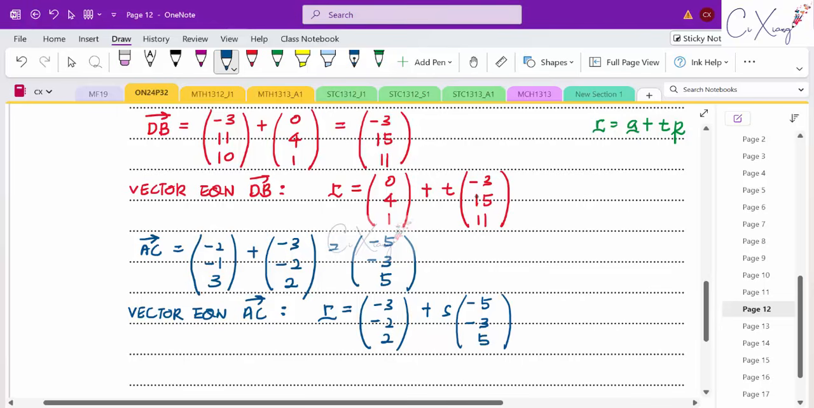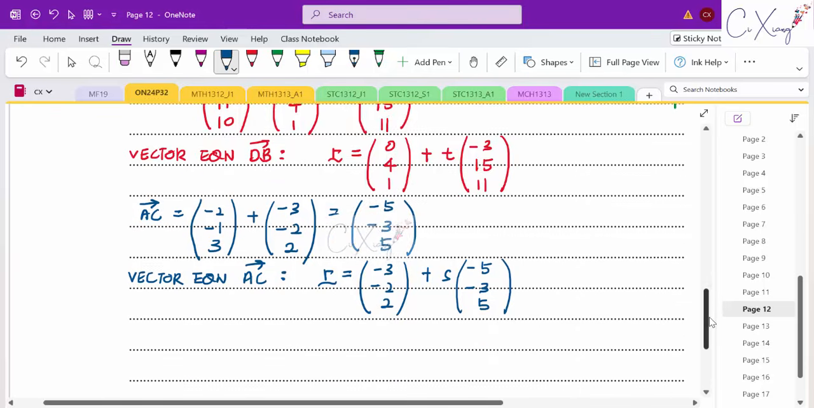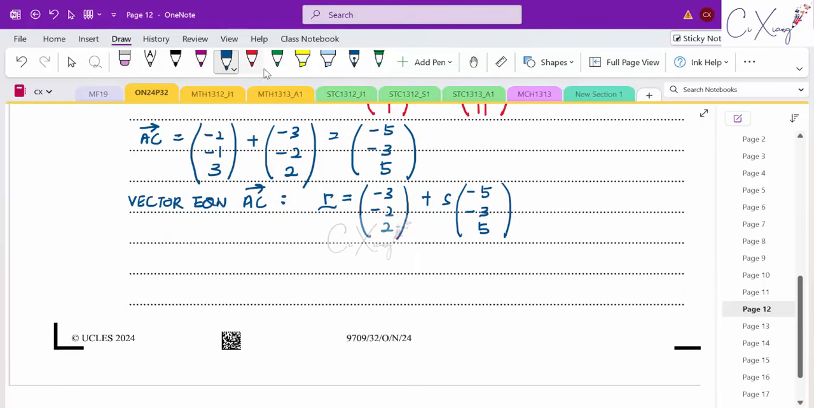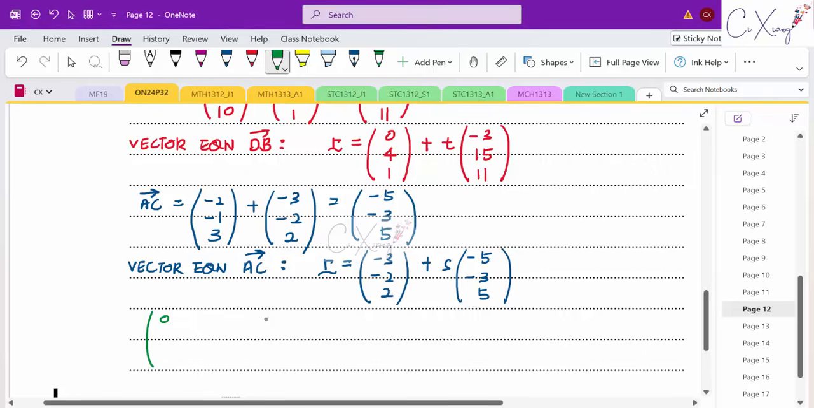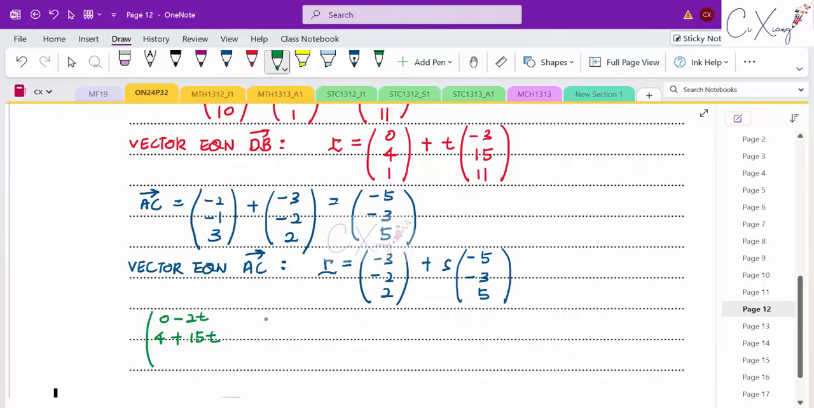Now I'm having two vector equations already. To get the intersection point, I should solve them simultaneously. If I compare them, what I have here is 0 minus 2t, 4 plus 15t, then 1 plus 11t equals -3 minus 5s, -2 minus 3s, and then 2 plus 5s. It shouldn't be a t here, it should be an s here.